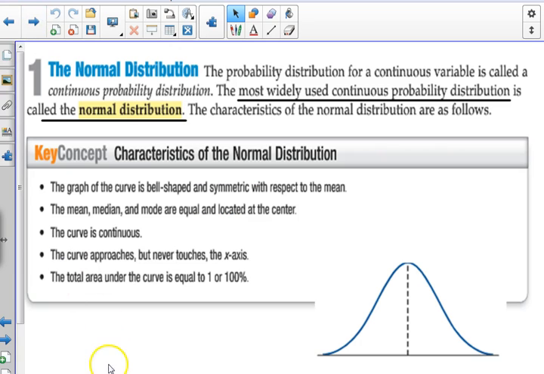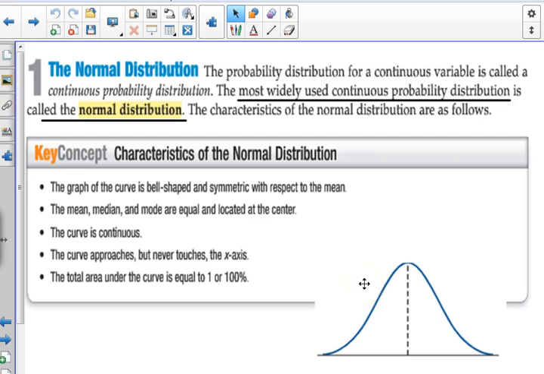All right, here we go. A probability distribution can be reflected when it's symmetric with a continuous probability distribution, okay? It's called the normal distribution, and the characteristics are as follows. The graph is bell-shaped and symmetric with the mean being right down the middle. The mode, or the highest point, is also right there in the middle. And the median is in the middle, meaning half is above and half is below.